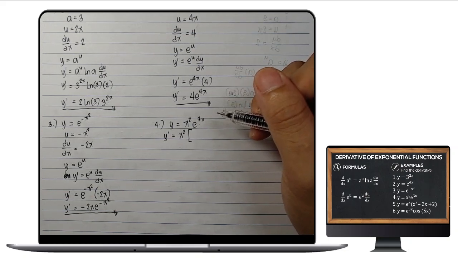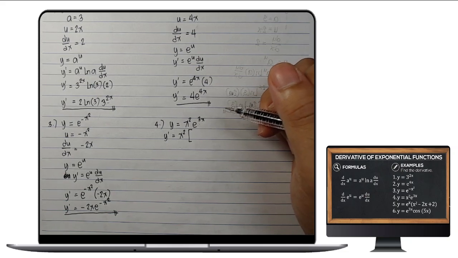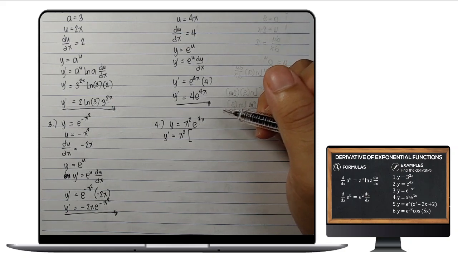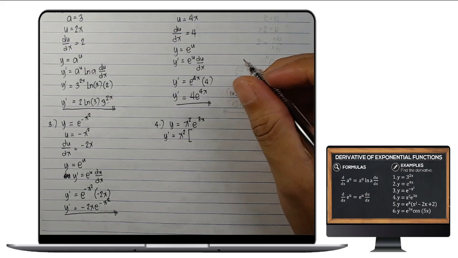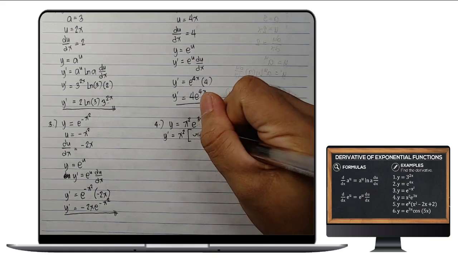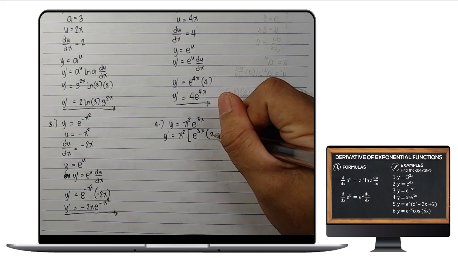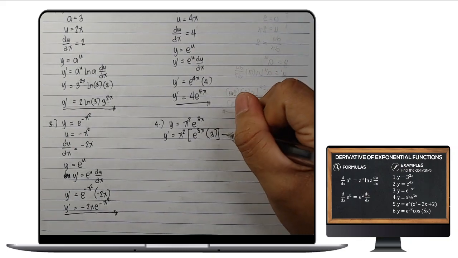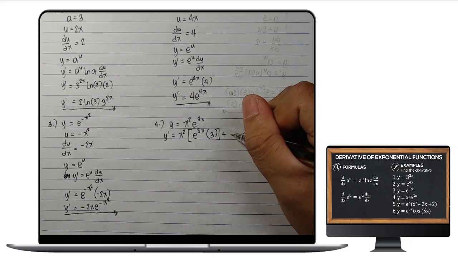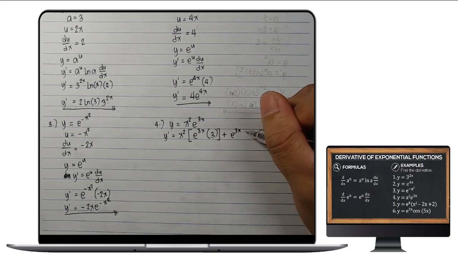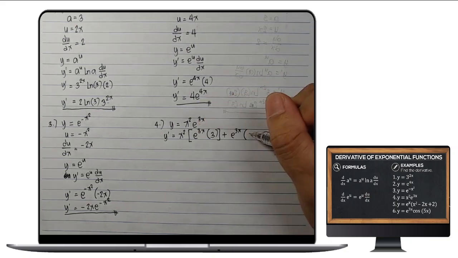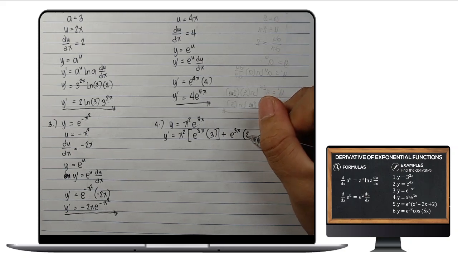And as we have done during the first example, the derivative of a raised to u is a raised to u multiplied by the derivative of u with respect to x, or simply the derivative of the exponent with respect to x. So the derivative of a raised to 3x is a raised to 3x multiplied by the derivative of the exponent, which is simply 3. Plus, let's copy e raised to 3x.